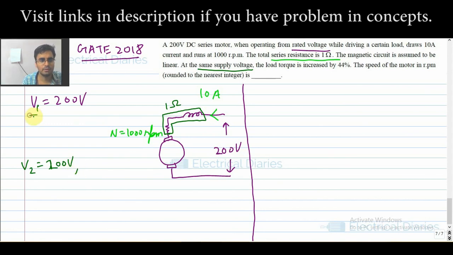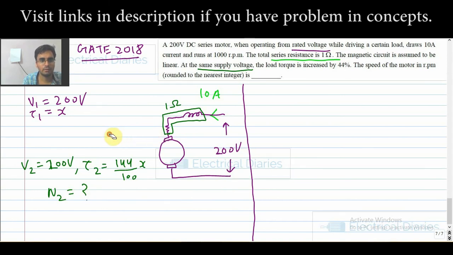Let us say initially the torque was X. Now the load torque is increased by 44%, that is, it will be 144 by 100 X. Now under these conditions we have to find the speed of the motor in RPM.